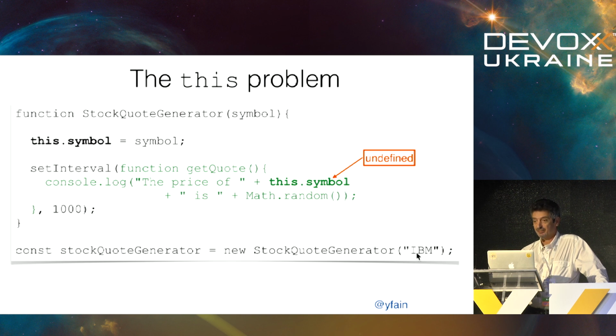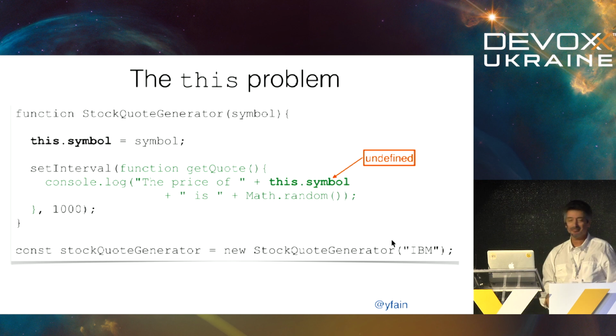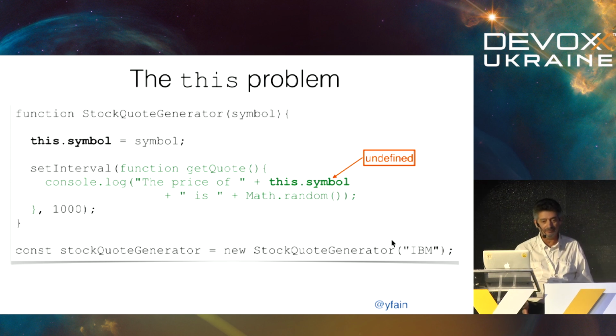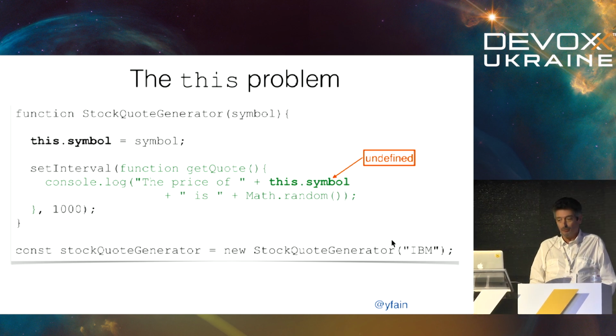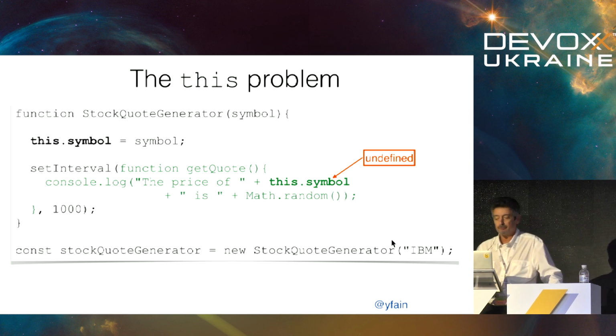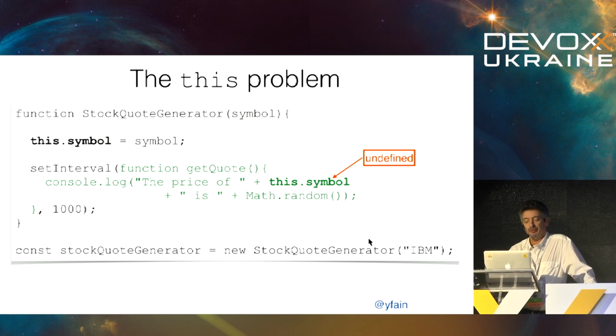Undefined. That's exactly right. Are you a Java developer or a JavaScript developer? You're not a Java developer. Full stack, right? A Java developer is supposed to answer IBM, which would be wrong. Why is it wrong? Because we are losing the context of this, because setInterval is executed asynchronously.